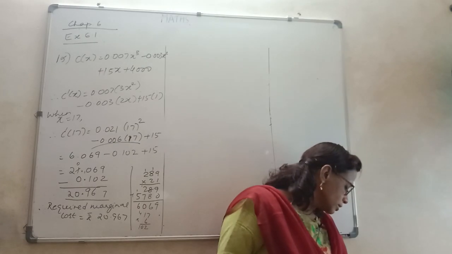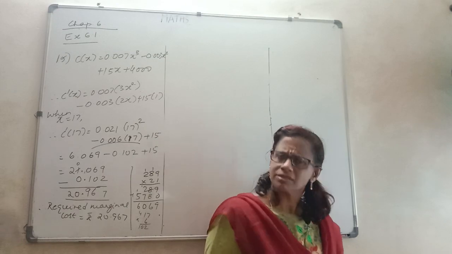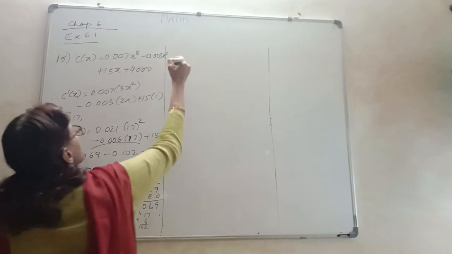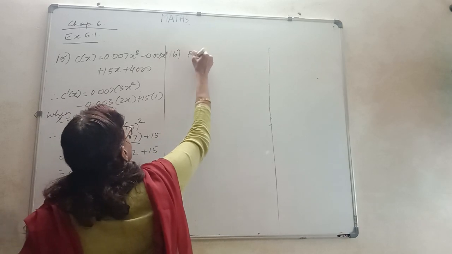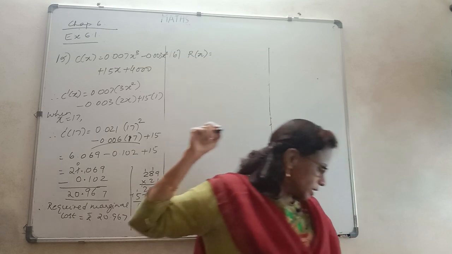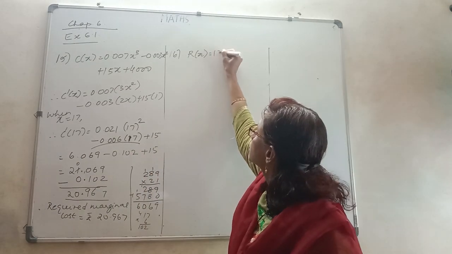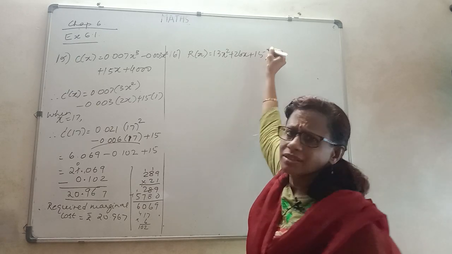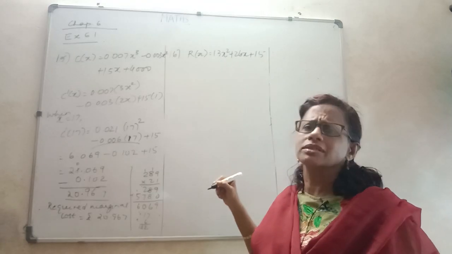So find out the marginal revenue when x is 7. Almost the same. So let's write the function and see how it goes. The problem number 16. The revenue they give us is 13x squared plus 26x plus 15. Just like before, get the derivative and substitute.